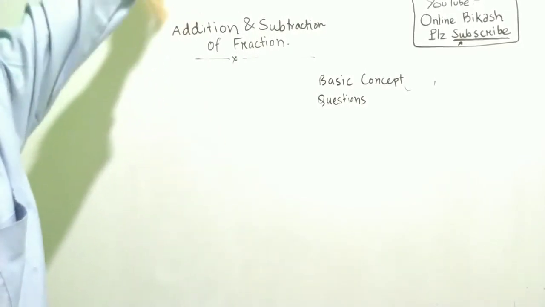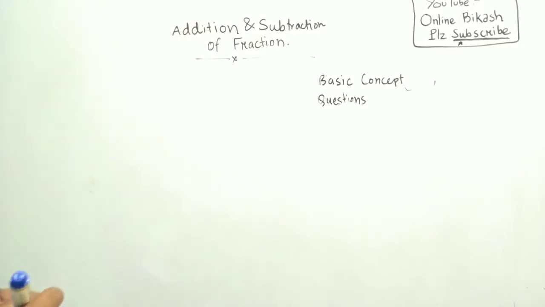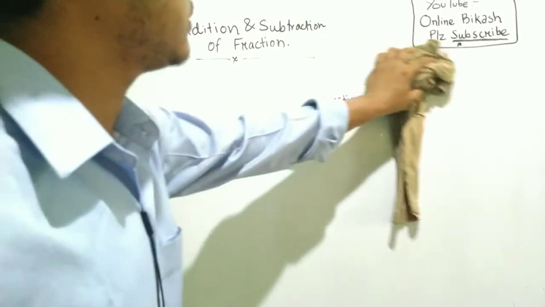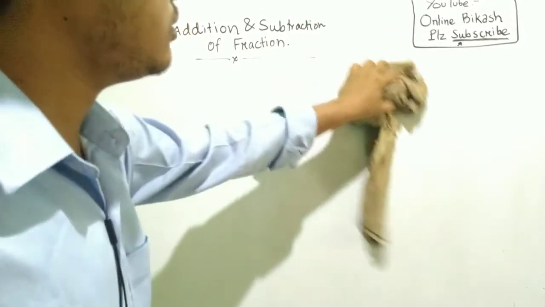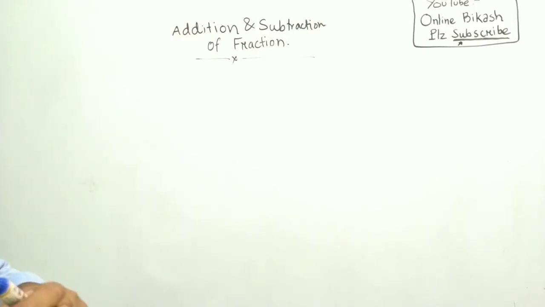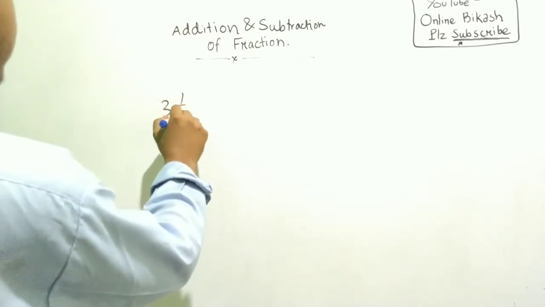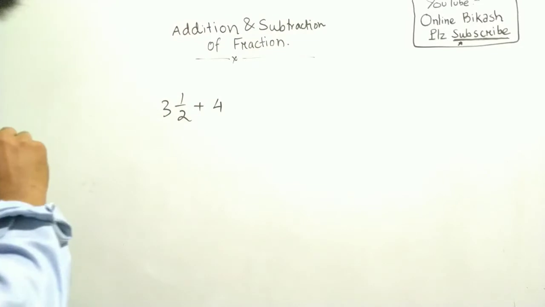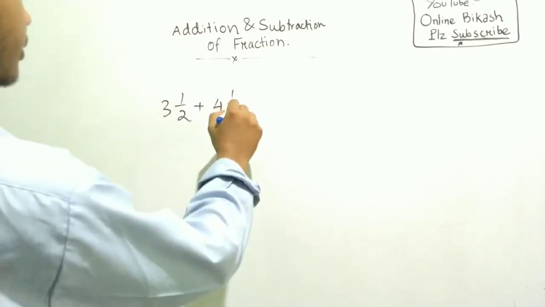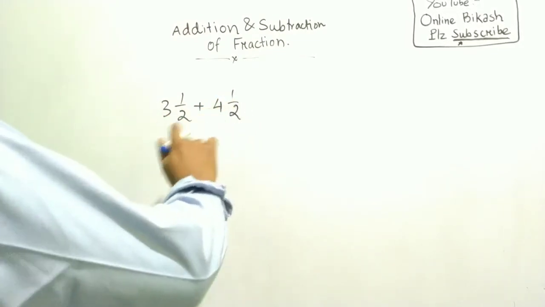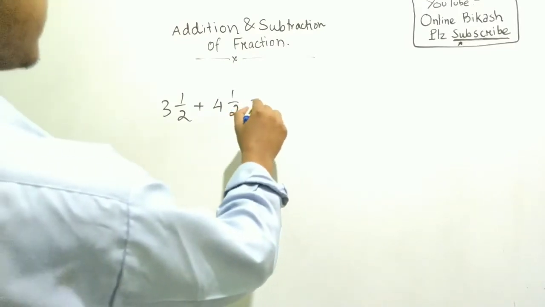Now in case of mixed numbers or mixed fractions, how to solve them? There is no different approach. A similar thing will happen. Suppose you have 3 by 2 plus 4 whole 1 by 2. In this case both have the same denominator.